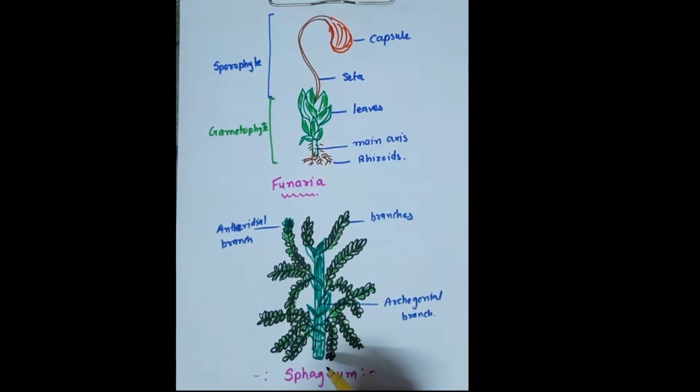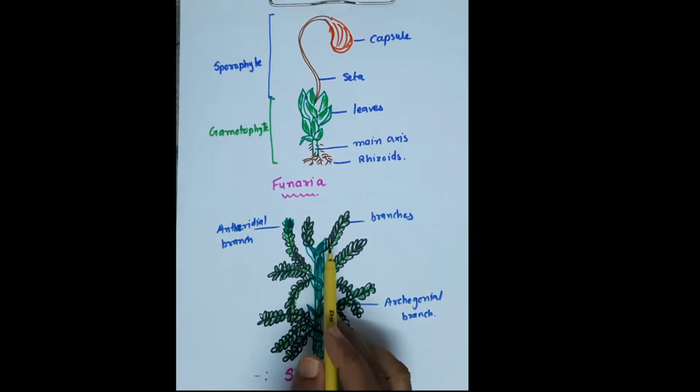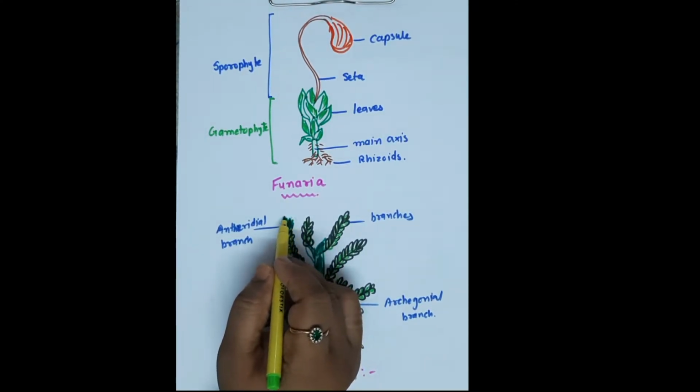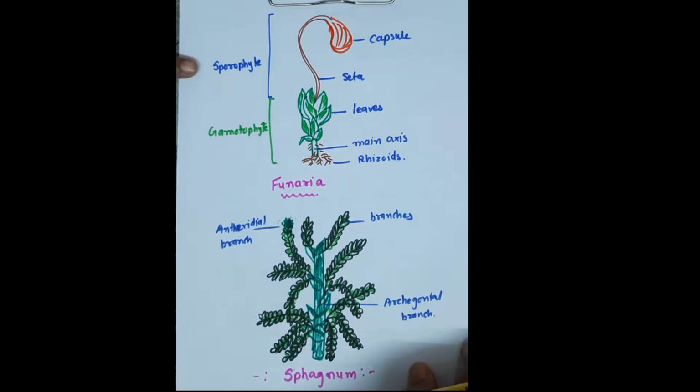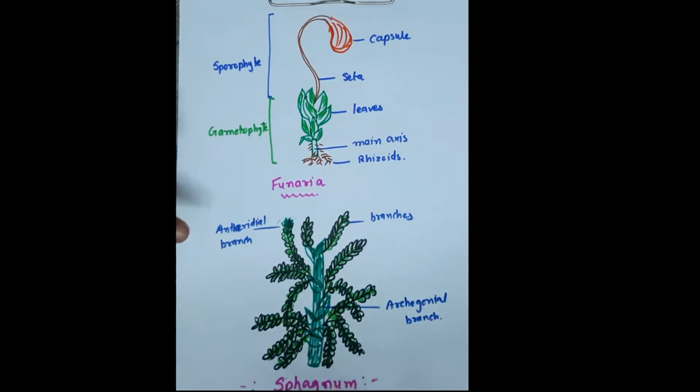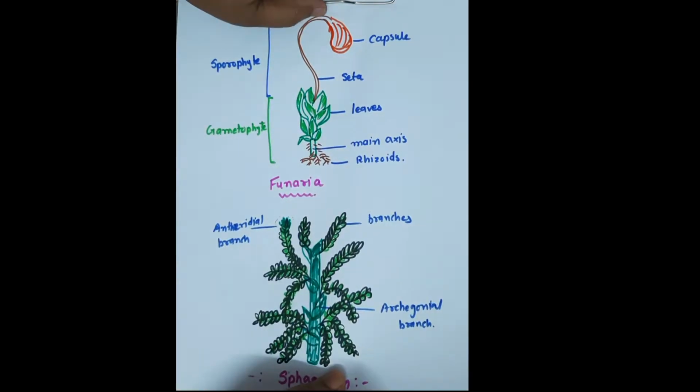This is Sphagnum, spirally arranged leaves you can see here. These are branches, right? Here it possesses the antheridial branch, and here the archegonial branch. Right, so this is Funaria and this is Sphagnum.